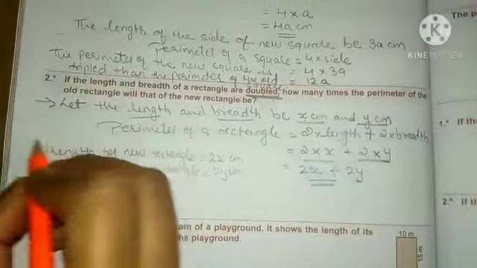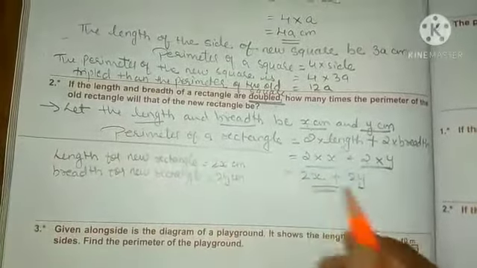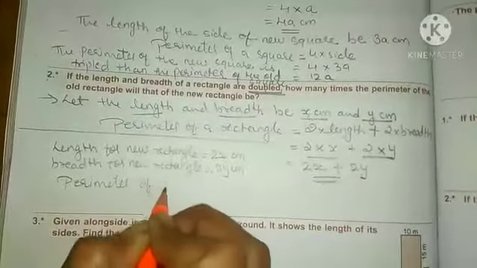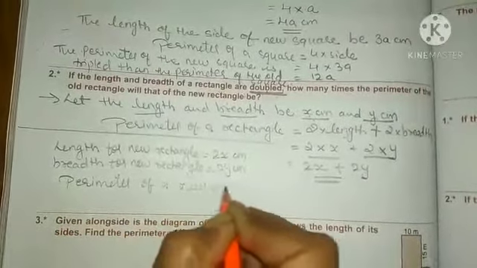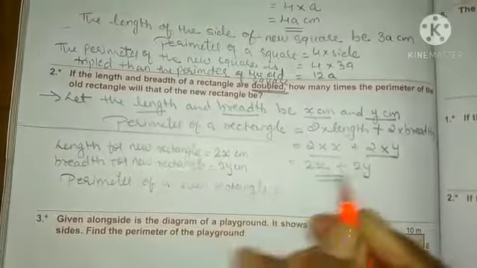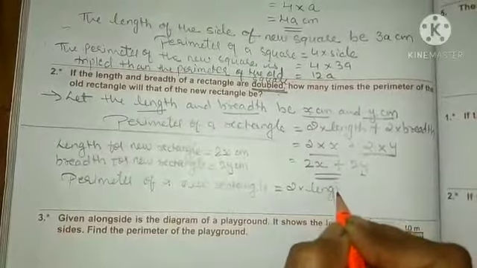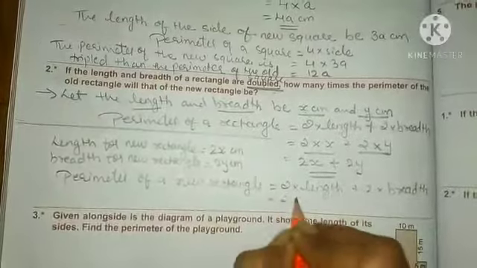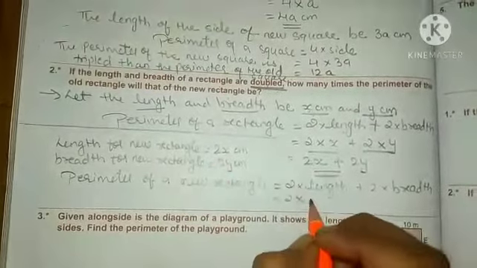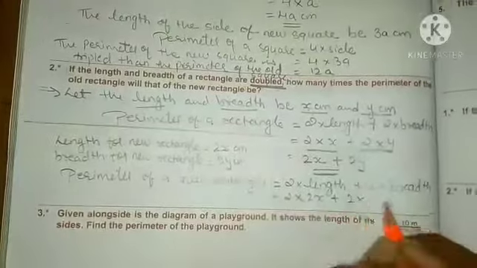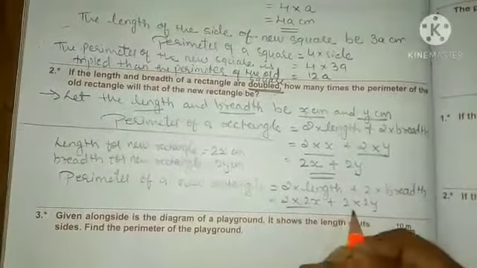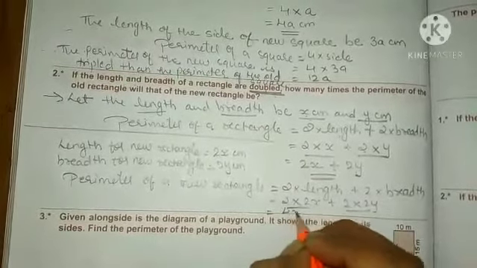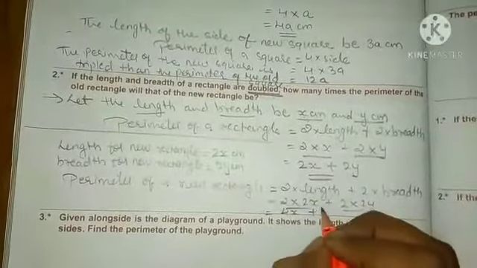Now we have to write down the formula. Clear? That is, perimeter of a new rectangle. Clear? Now we will write down for the new rectangle, that is 2 into length plus 2 into breadth. Understood? So 2 into length for the new rectangle we have taken, that is 2x, and 2 into breadth means 2y. Clear? Now multiply this. What will you get? You will get 2 multiplied by 2, that is 4x, plus 2 multiplied by 2, that is 4y.